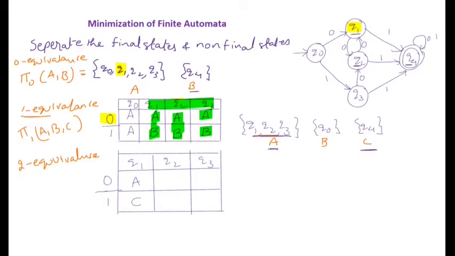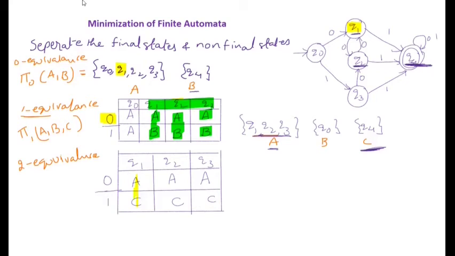Q2 on 0 is moving to the state Q1 and Q1 belongs to the group A, so we write A. Q2 on 1 is moving to the state Q4 and Q4 belongs to the group C, so we write C. Q3 on 0 is moving to the state Q2 and Q2 belongs to the group A, so we write A. Q3 on 1 is moving to the state Q4 and Q4 belongs to the group C, so we write C.